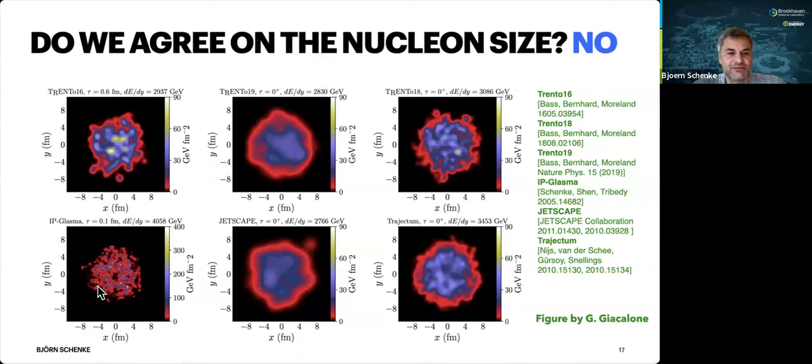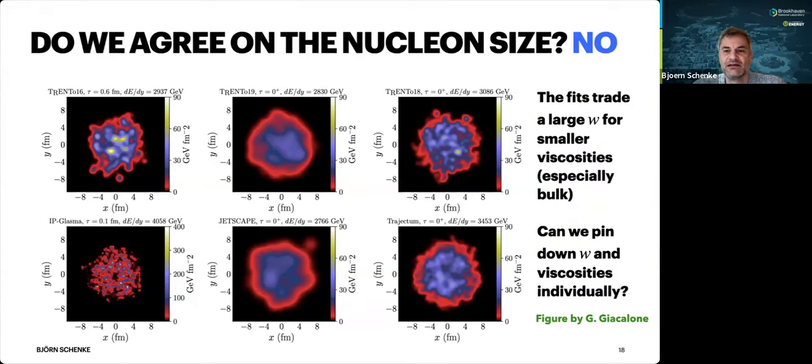Possible that's because of the substructure also. But this is at very early time, 0.1. Once you evolve to 0.4, these are already smeared out a little bit more. And then there's a JETSCAPE one, which is also very smooth, and then one in between again. So anyway, we don't agree on the nucleon size, and these look quite different depending on what we use.